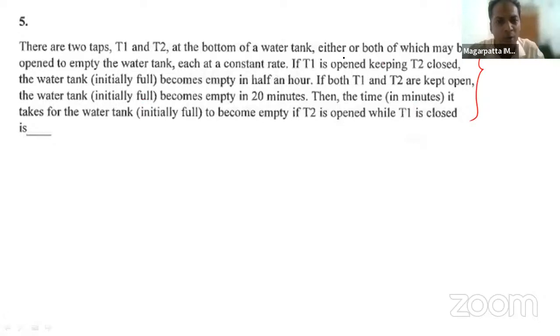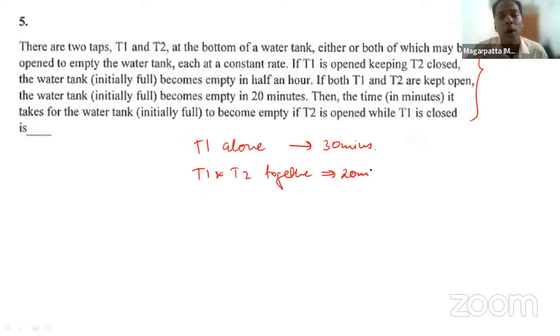However, from the bits and parts that I've read, I think this is a doable question. So T1 and T2, either both of which may be opened, at a constant rate. T1 open, T2 closed: T1 alone takes how much time? 30 minutes. Okay, and T1 and T2 together takes 20 minutes. So how much time would it take if only T2 is open?